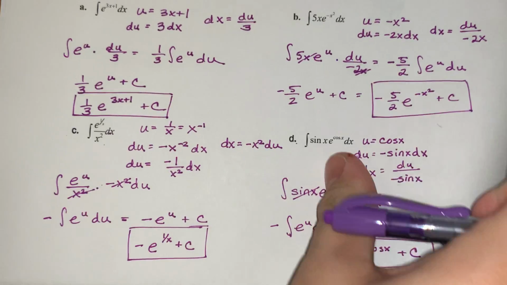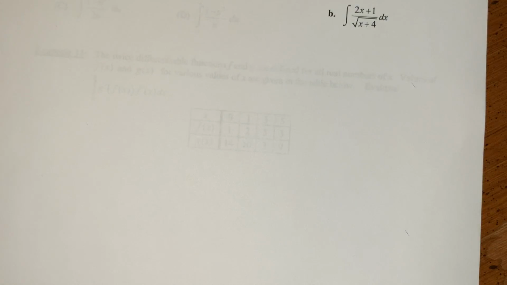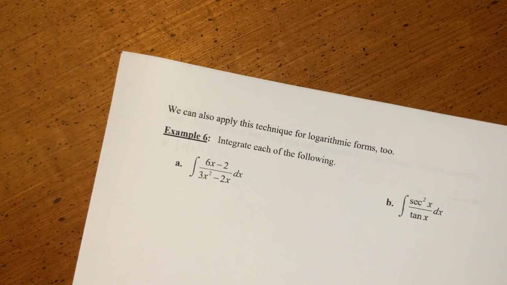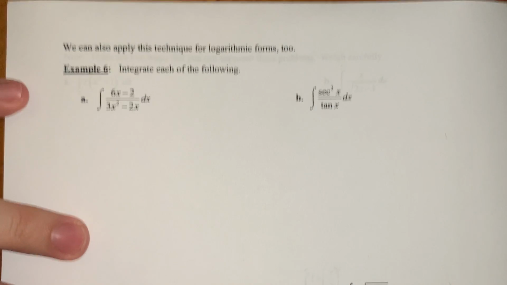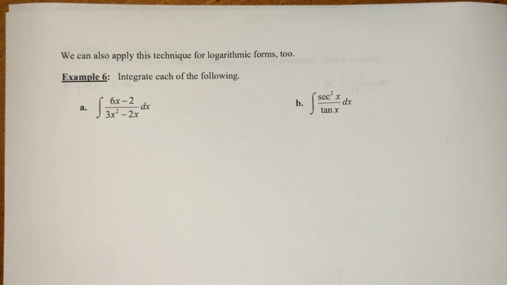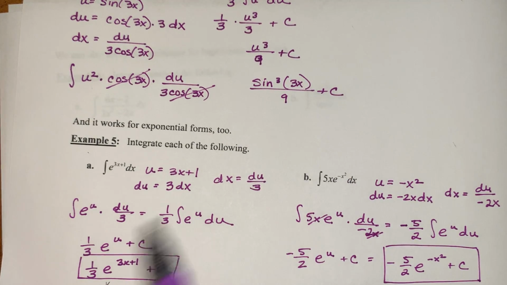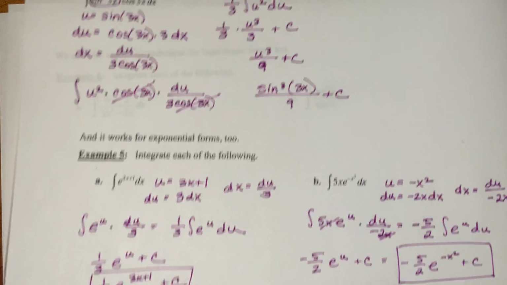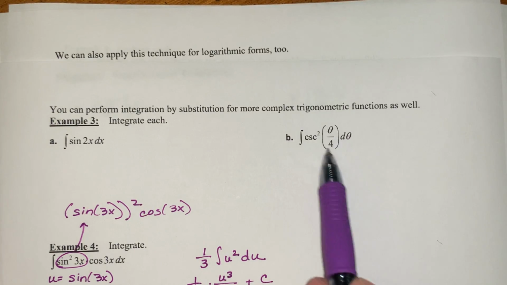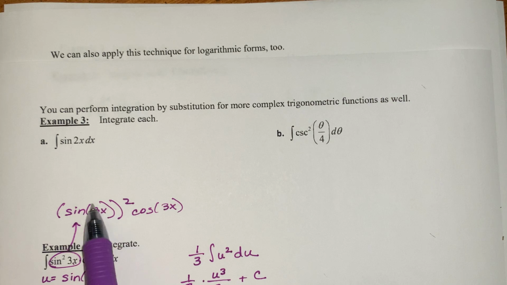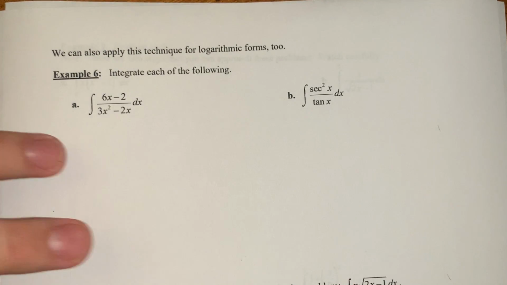So far, nice and easy. Now let's do this one. Over here, we can also apply this technique to logarithmic forms. Like I said, a lot of times you can choose your exponents as your u. A lot of times you can see whatever's inside of the parentheses as your u.